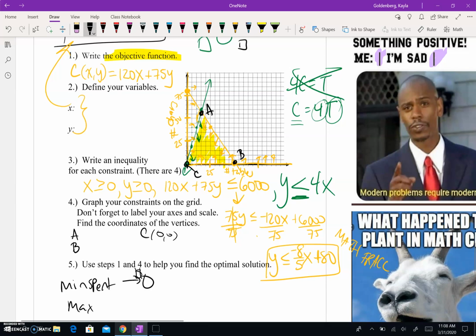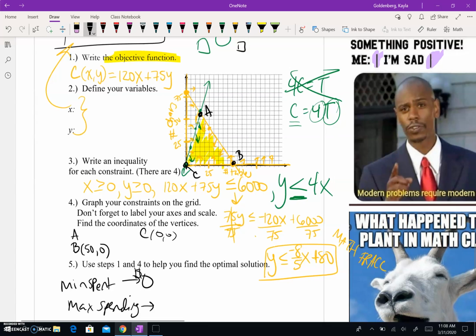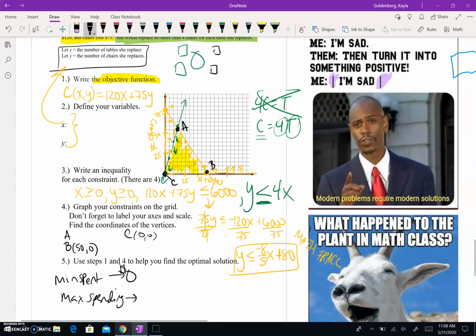So the maximum amount of money that you're spending, well, actually, I guess this would be the optimal solution, the best deal to get everything figured out. So it's like how much you would have to spend where everything is satisfied. So let's see, our B value, it looks like 50, comma 0. So that's if you got 50 tables and no chairs, which would be kind of weird.